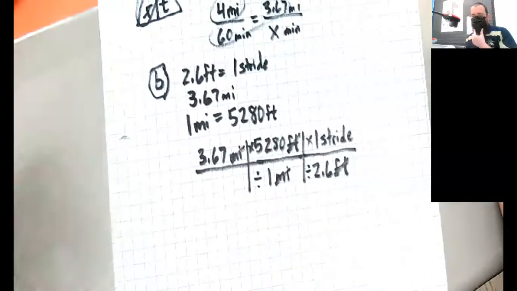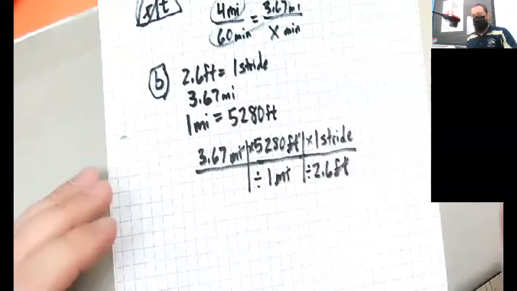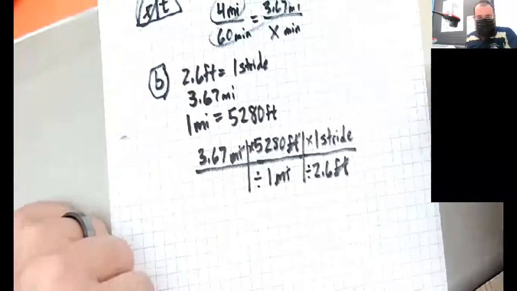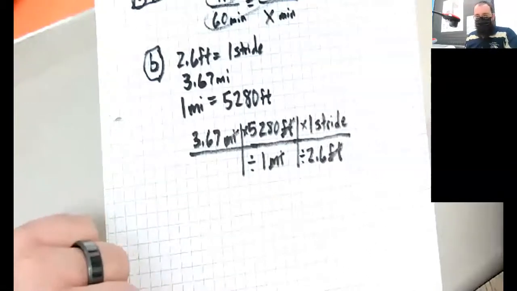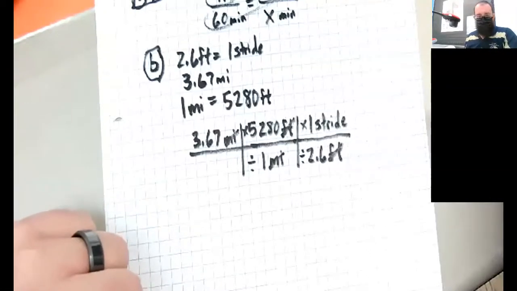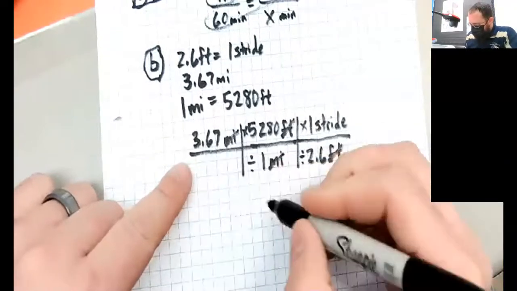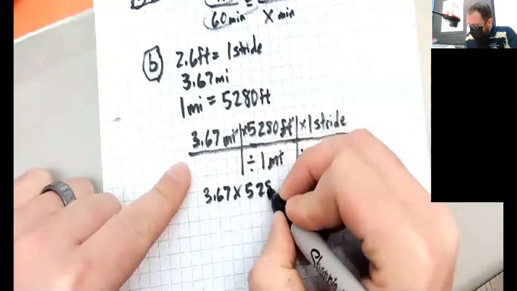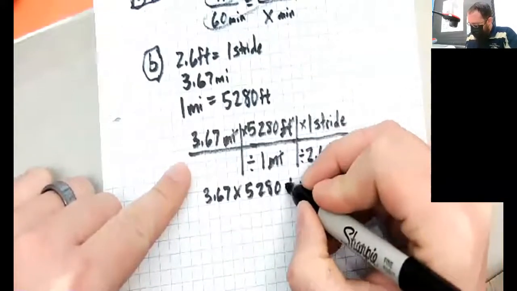This is the method I like to use if I have multiple steps. You can go on and make a whole bunch more to this if you have to convert like 5 different times, and it's all multiplying and dividing. It really helps you make sure that you're not screwing up your units, which is important. Because you don't want to end up doing miles squared instead of canceling out miles to get feet, and that's not a unit we're using. So this ultimately means 3.67 times 5,280 divided by 2.6. That's what this ends up meaning.